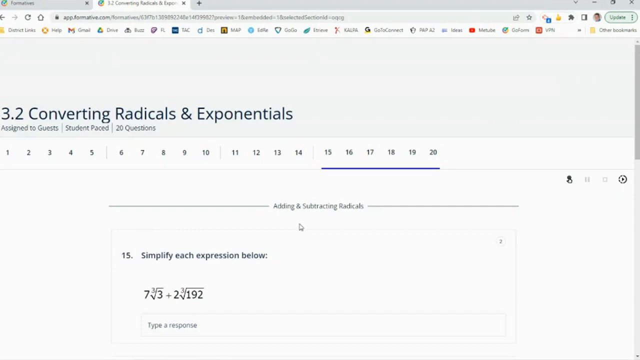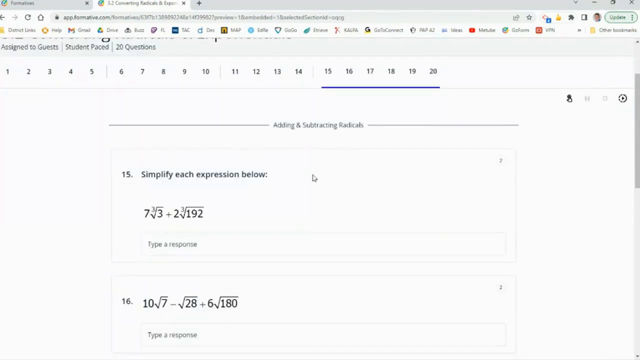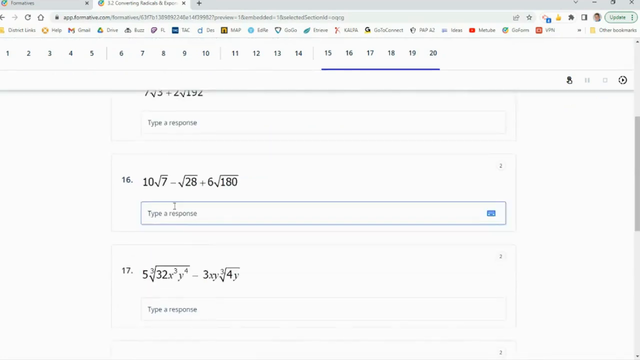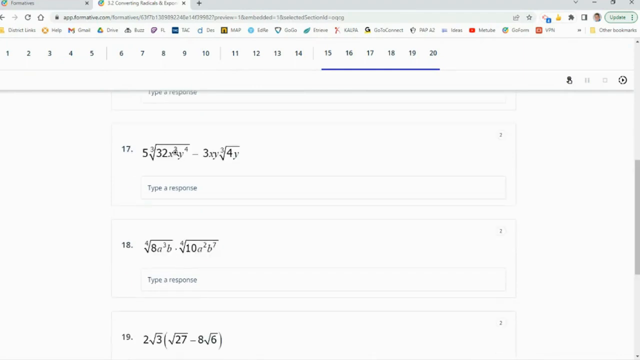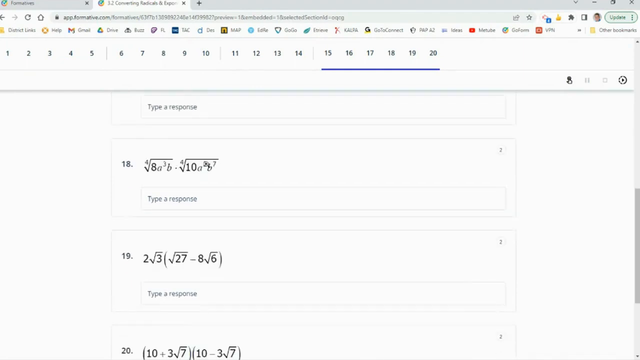And then this last section is adding and subtracting radicals. You've got to have the same radical. They both have to be the square root of 3. Can you make this into a square root of 3? Then you would add them together. This one is subtracting. They're all square roots in this case. These are both cube roots. These are both fourth roots.